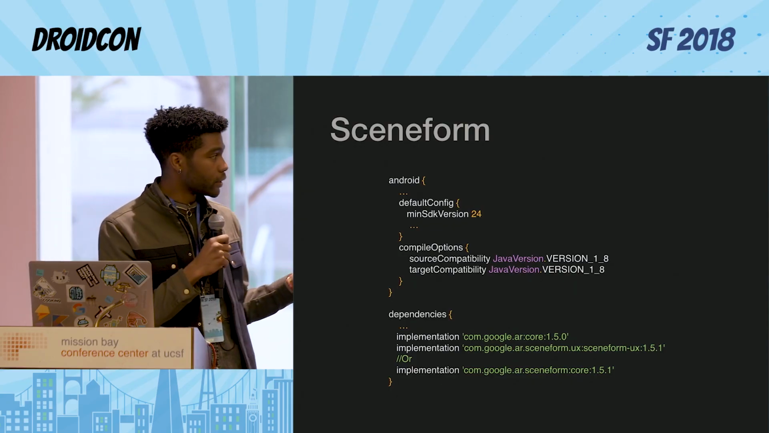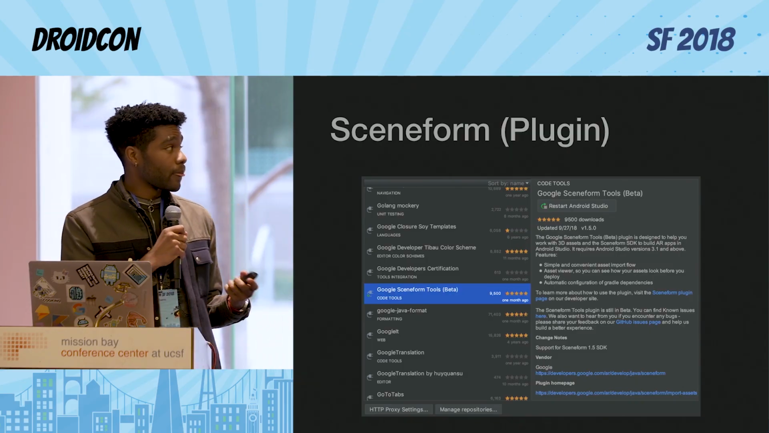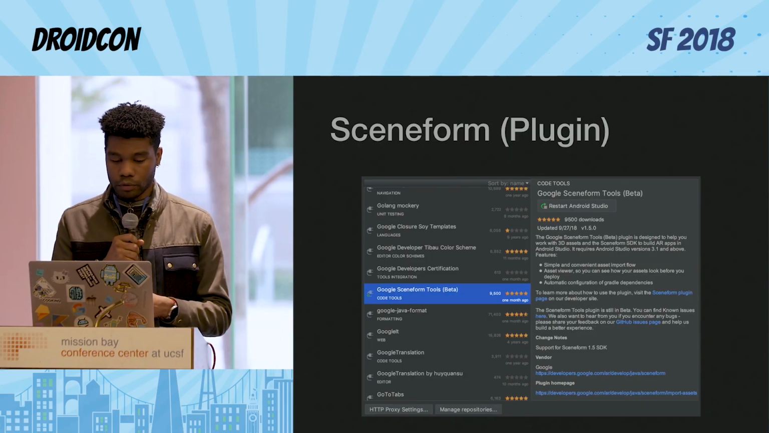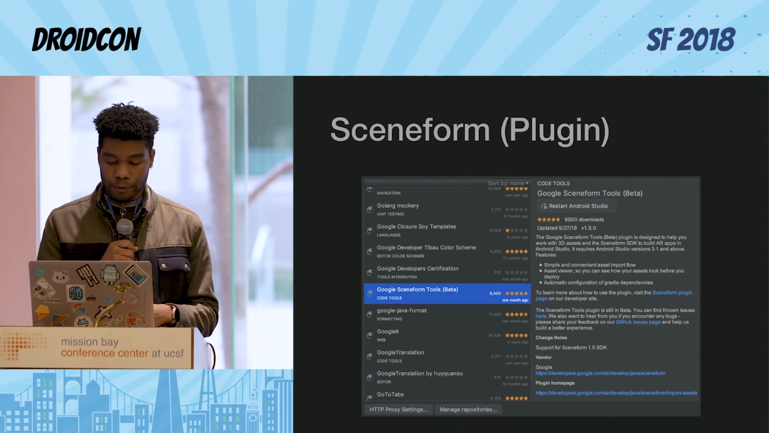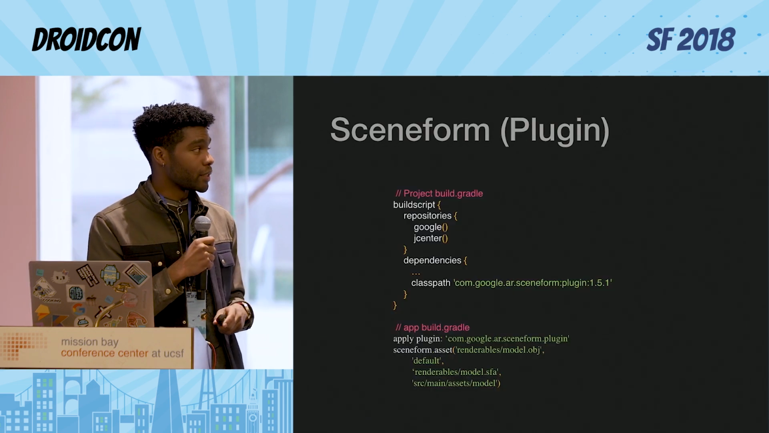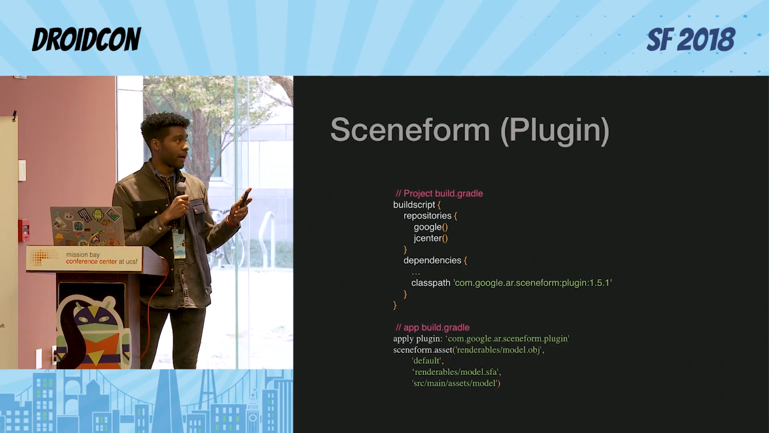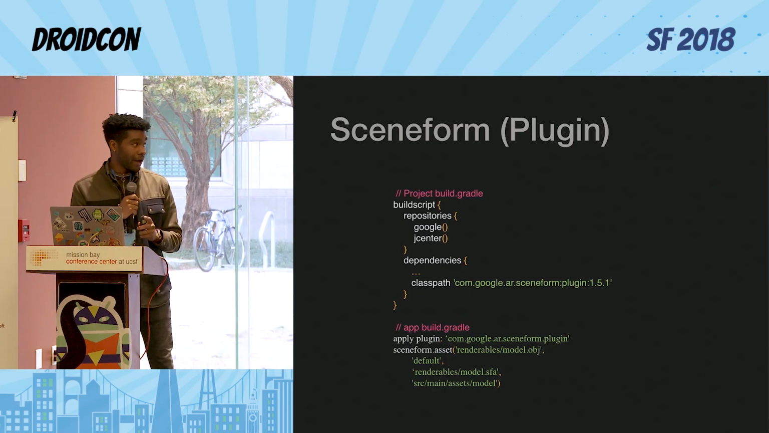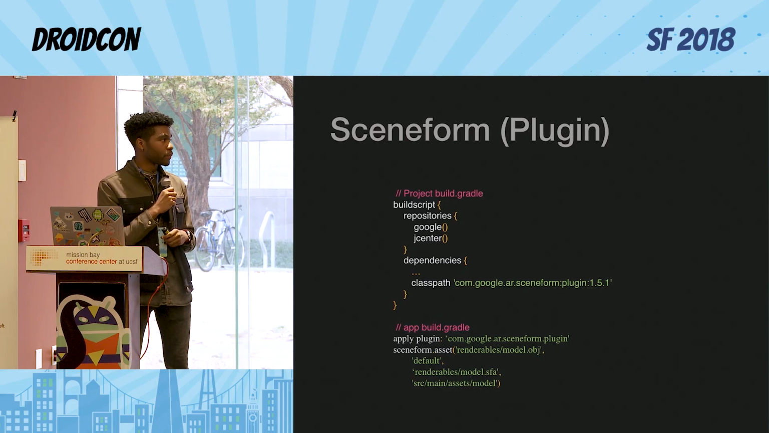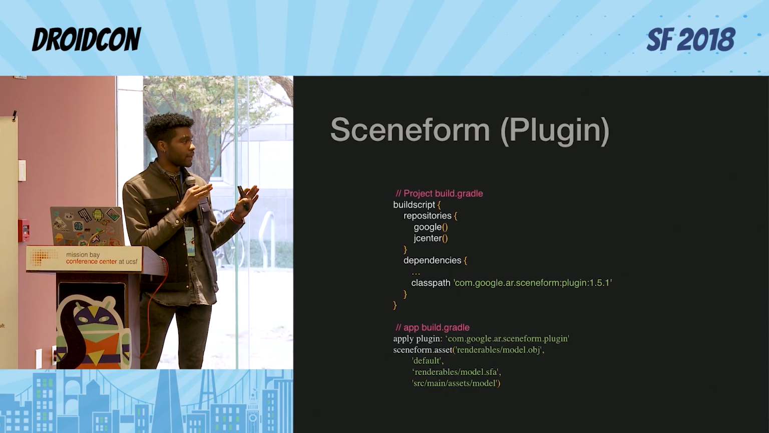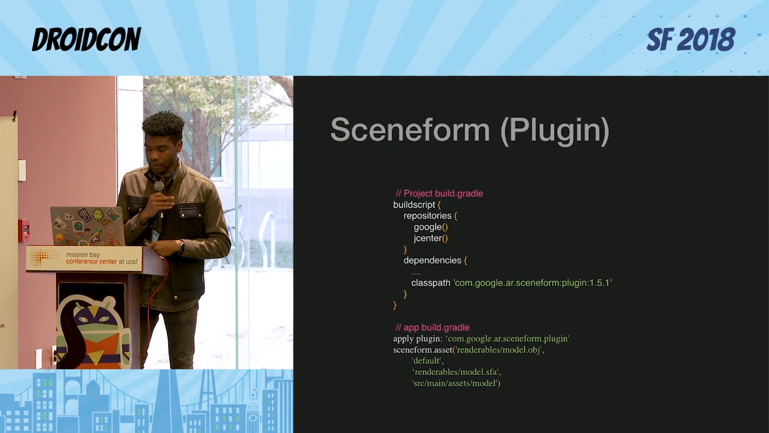And next, we're just going to do the SceneForm plugin. So you can find this inside of your plugin browser. Just Google SceneForm tools, and you should find that. Hit install, restart your Android Studio. And then the next step is going to be adding these two lines to your Gradle file. So in your project Gradle file, you're going to want to include the class path of the plugin. And then in your app build.gradle, you're going to want to just go ahead and do the apply plugin like we're familiar with.